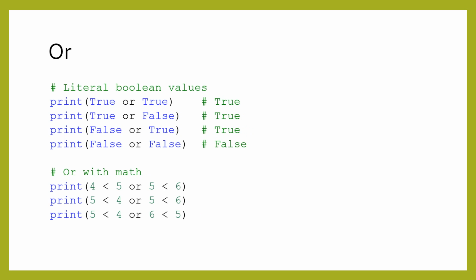The OR operator returns true if either the left or right expressions are true. If either operand is true, then the result is true too. This is not the opposite of AND, but it is different.